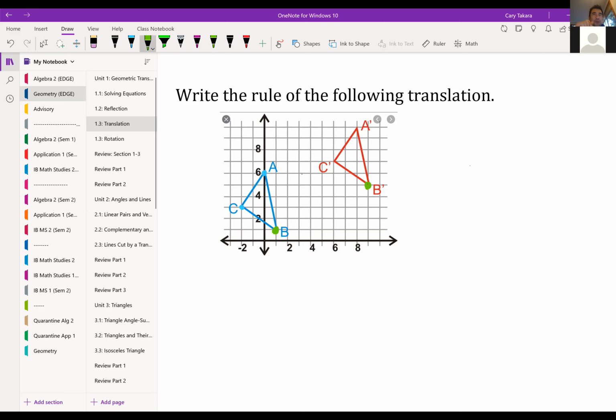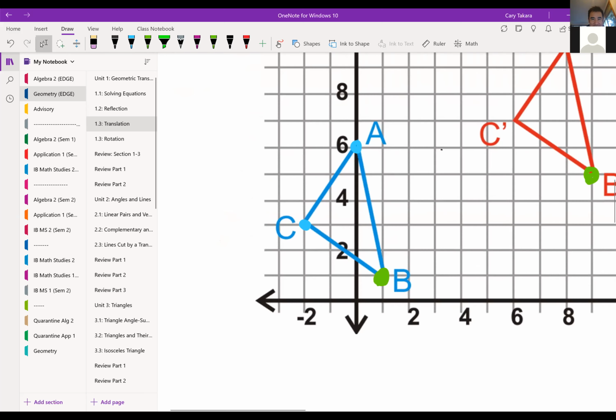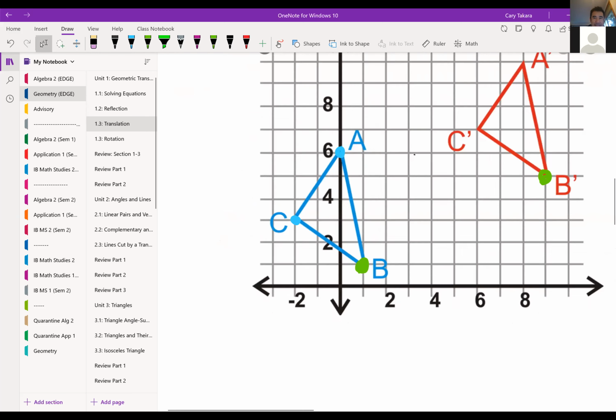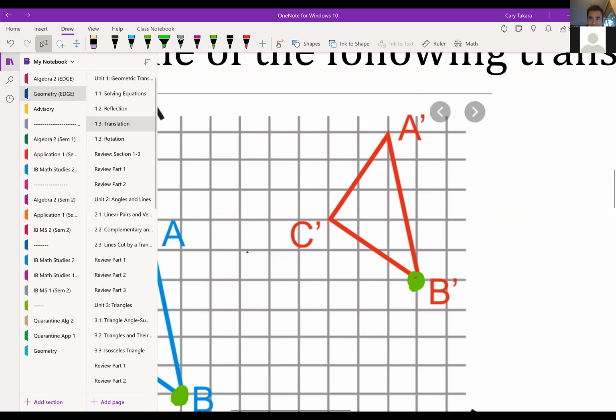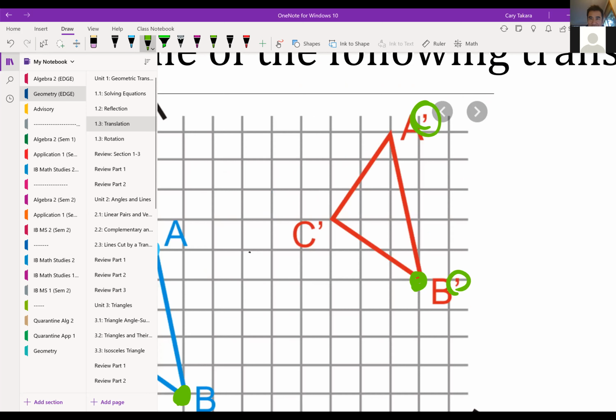Again, you've got to know which one is the original triangle. Is it the blue one or the red one? The original is the blue one. Why do I know that? Because it doesn't have any prime notation. It's just A, B, and C. So that has to be the original, and the red one has the prime notation, so that's going to be the translated image.